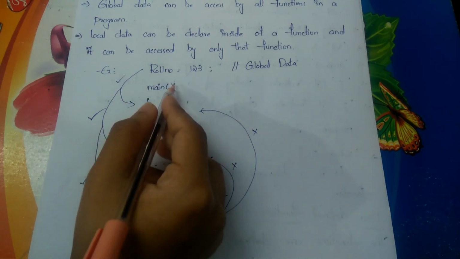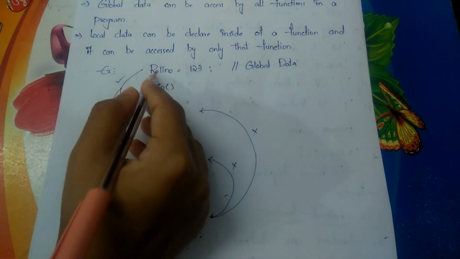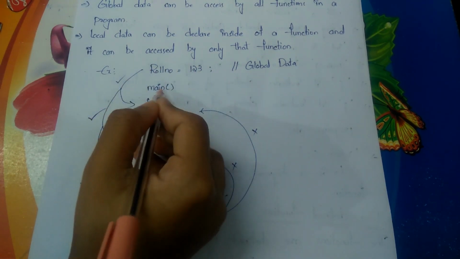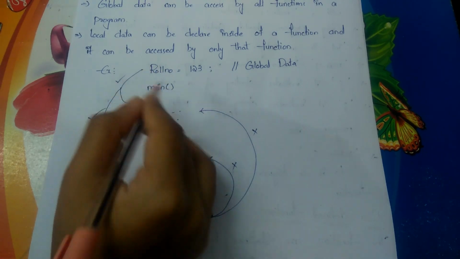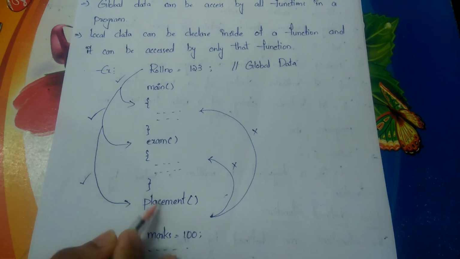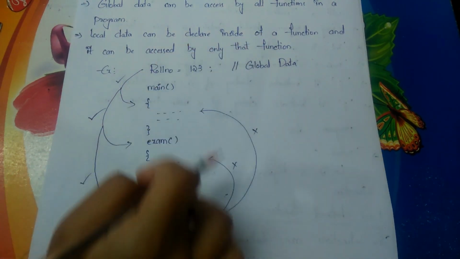Every time the C program starts with the main function. Now this roll number equal to 123 data can be accessed by the main. This can also be accessed by the exam. This can also be accessed by the placement. Because I am writing this statement outside of all these functions.